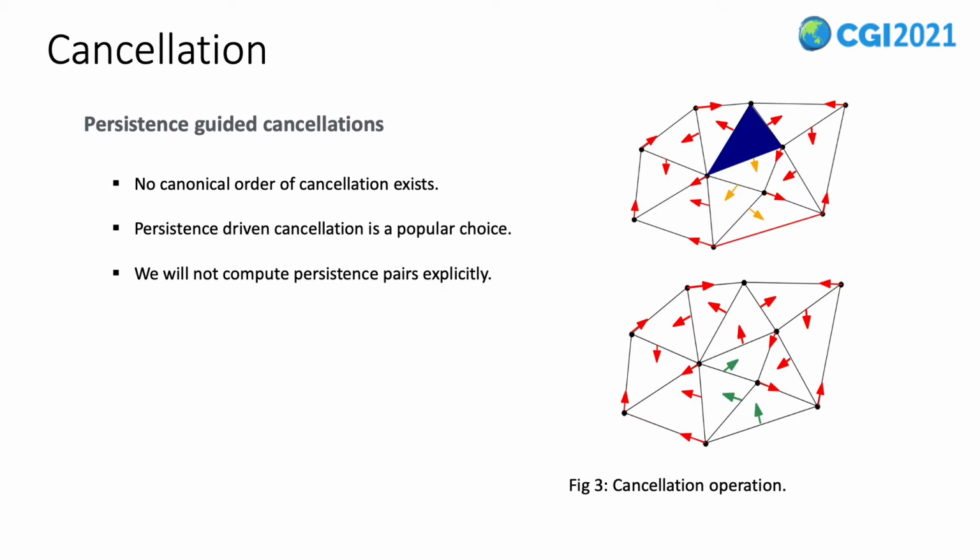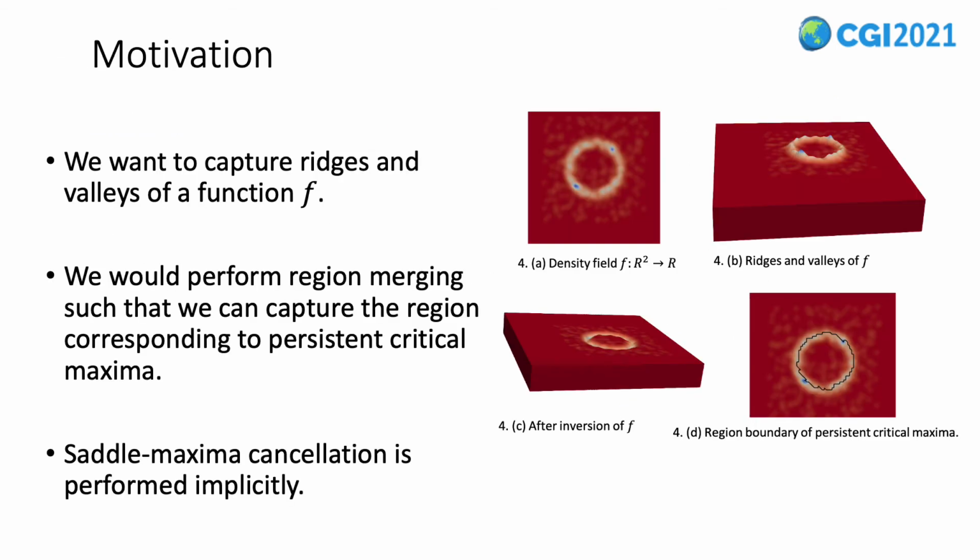Persistence, we saw that persistent homology gives ordered pairs, right? So it's a popular choice to follow this persistence-driven cancellation. But the trick is we will not compute the persistence pairs explicitly. Instead, we would perform region merging and automatically we'll get these persistence pairings.